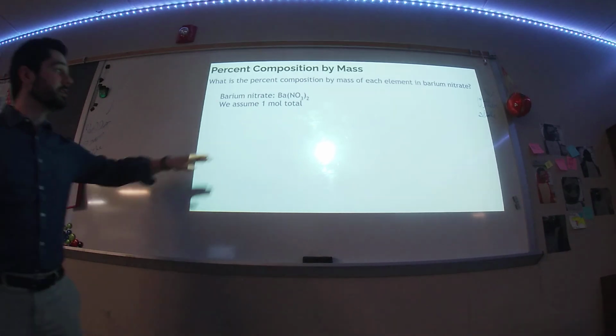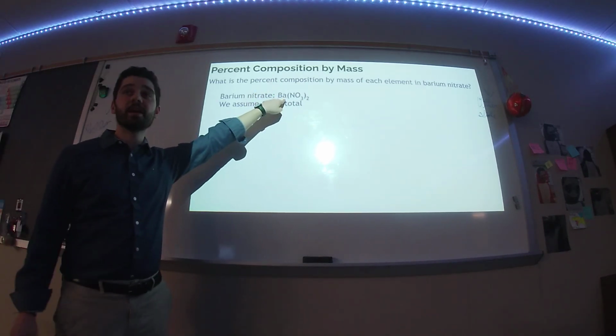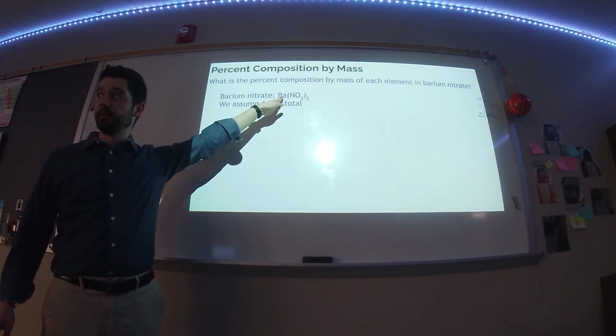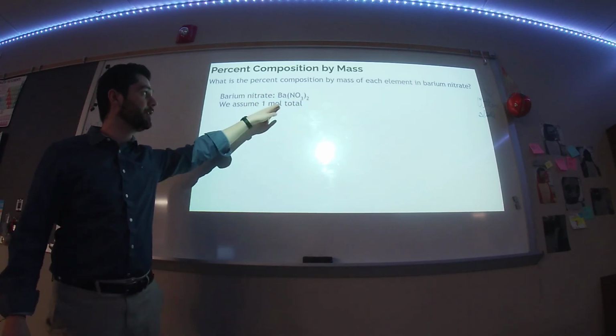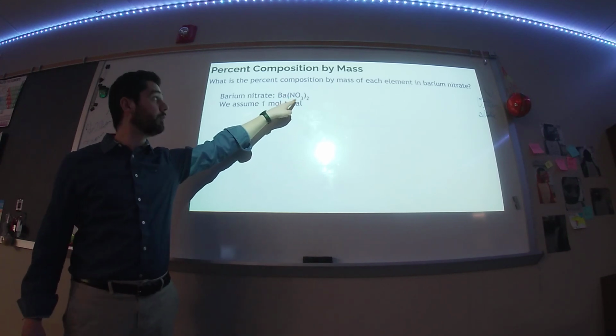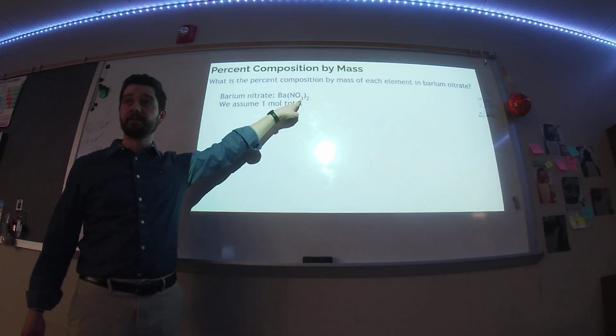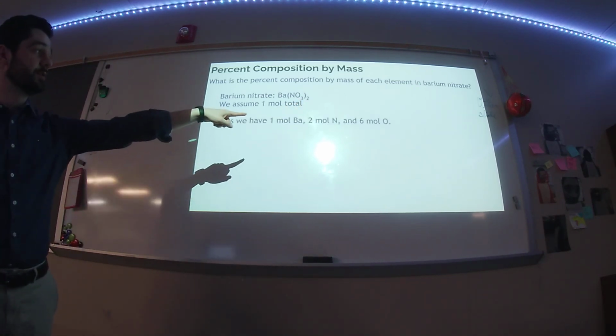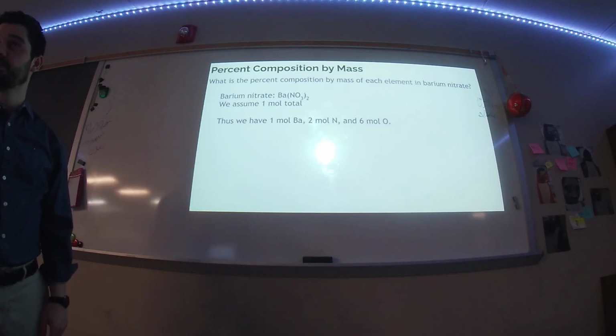Okay, so we need to use molar ratios. If I have 1 mole of barium nitrate, how many moles of barium do I have? 1 mole. If I have 1 mole of barium nitrate, how many moles of nitrogen do I have? 2, yeah, 1 times 2. What about oxygen? 6, yeah. Okay, 1 mole of barium, 2 moles of nitrogen, 6 moles of oxygen.